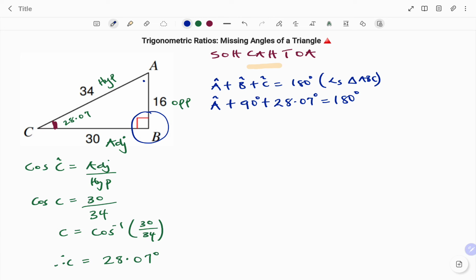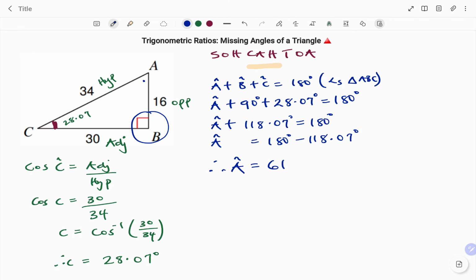If I add that together, I have A plus 90 plus 28.07, that is 118.07 degrees, equals 180. Subtracting 118.07 from both sides, I have angle A equals 180 degrees minus 118.07 degrees. Therefore, my angle A will be equal to 61.93 degrees. So my three angles are angle C, 28.07, angle A, 61.93, and angle B, as given in the diagram, 90 degrees.